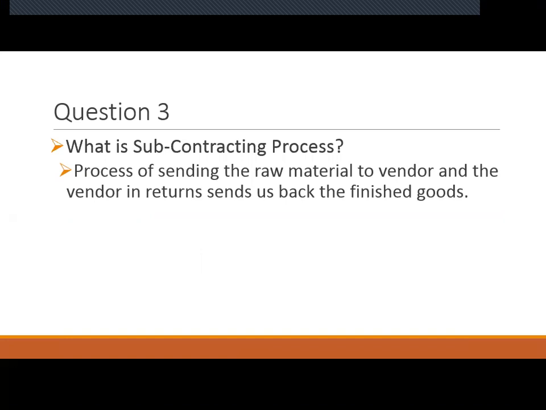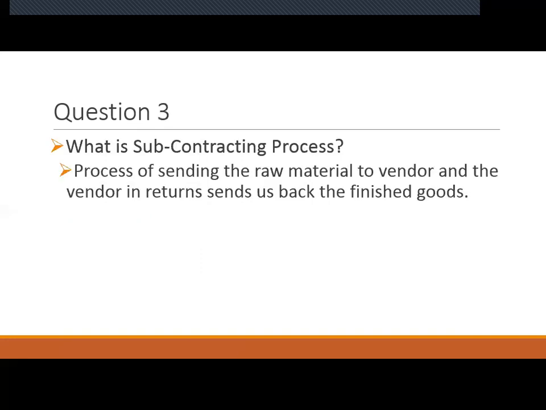They may ask you the process. If they ask you the process, just tell them the process. Before that, don't tell them the process. And they may ask you the movement type. What is the movement type for subcontract? Sorry, 541 is the movement type for subcontract. 541.